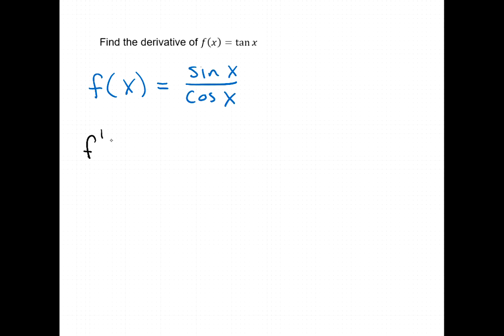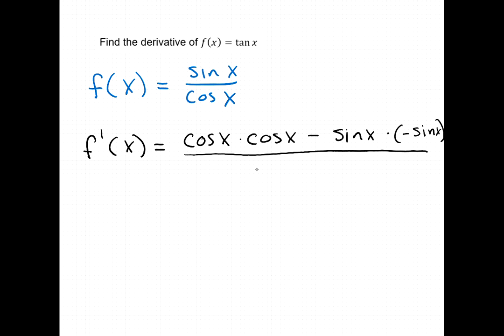All right, so derivative f prime of x, remember low d high minus high d low over low low, so low, cosine x, d high, derivative of the top, derivative of sine is cosine, minus high d low, so top, sine of x, times the derivative of the bottom, derivative of cosine is a negative sine, all divided by bottom squared, cosine squared of x.